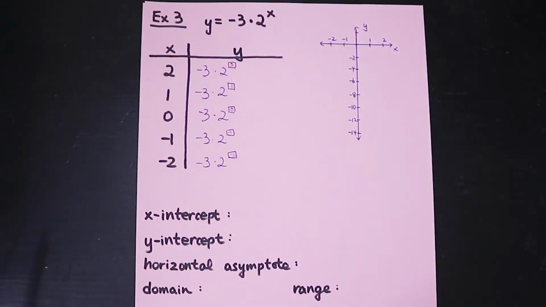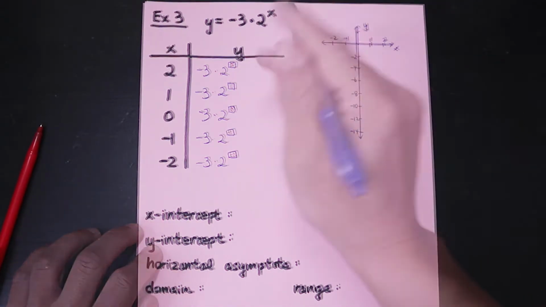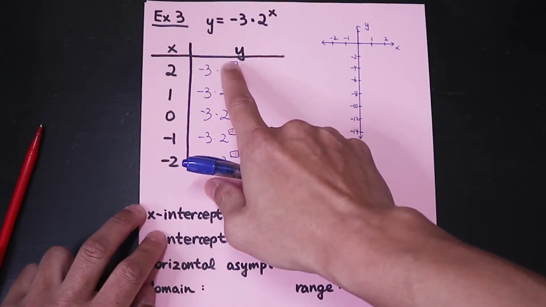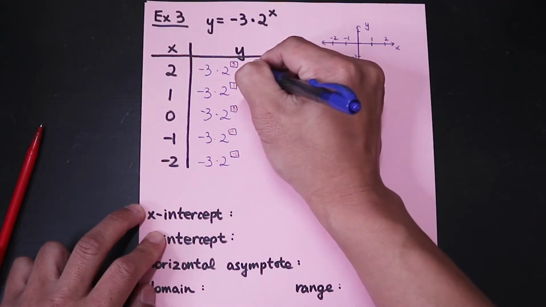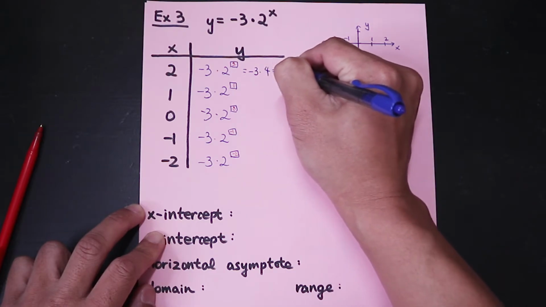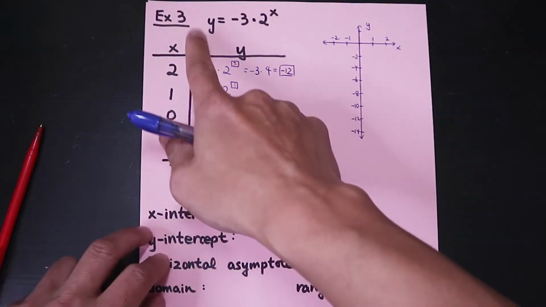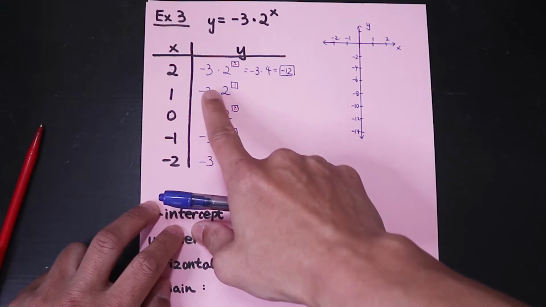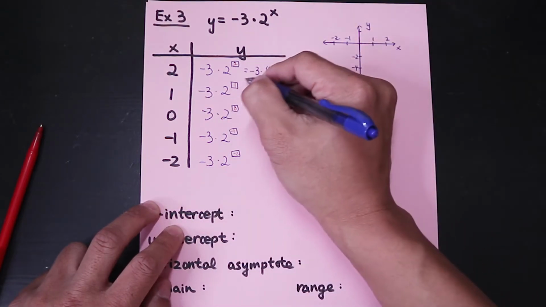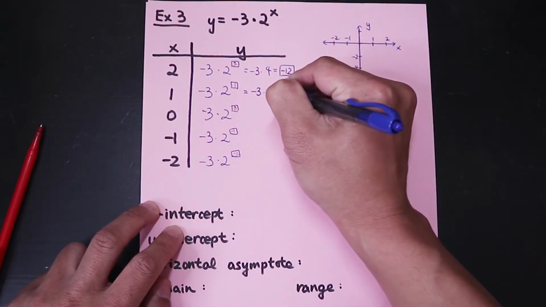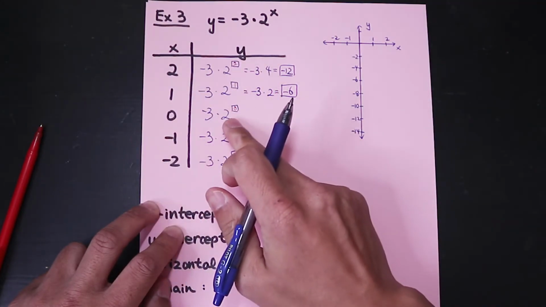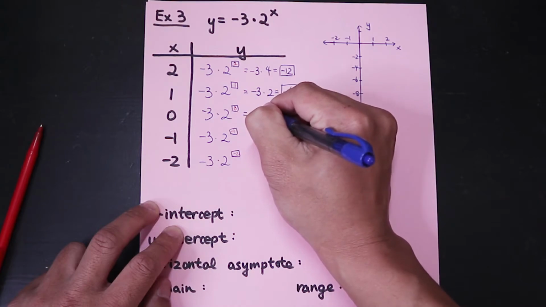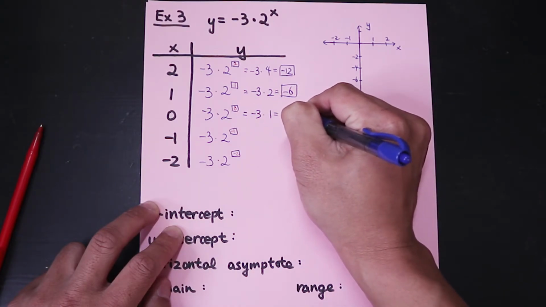So let's do that. Let's start with the easier exponent. So negative 3 times 2 squared, we're going to follow the order of operations. Well, 2 squared is 4, so that's the same as negative 3 times 4, which is negative 12. When x is 1, then you have negative 3 times 2 to the first power. Now, 2 to the first power is just 2, so negative 3 times 2 is negative 6. Okay, when x is 0, 2 to the 0 power is 1, so that's the same as negative 3 times 1, which is negative 3.